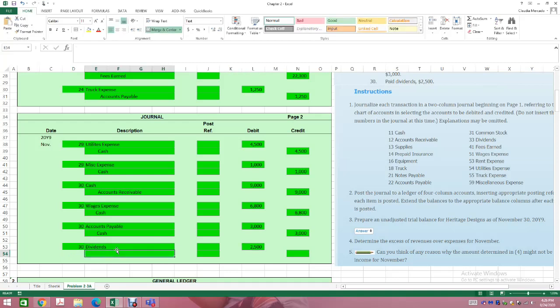How do you pay your dividends? How do you pay your stockholders? Well, you pay them with cash, $2,500. So that is the first part of the problem. Journalizing all of the transactions in your journal, page 1 and page 2.